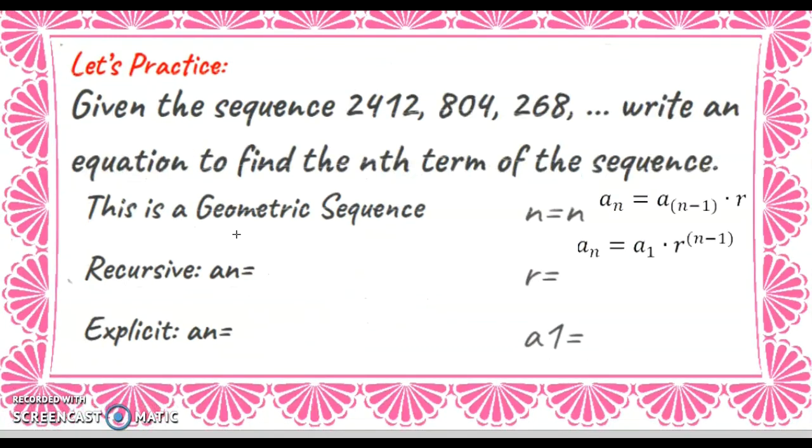Let's look at one more example here. Given the sequence 2,412, 804, 268, etc., write an equation to find the nth term of the sequence. So this is also a geometric sequence. Each time it looks like we're going to be dividing. We're going to be dividing by 3 each time.